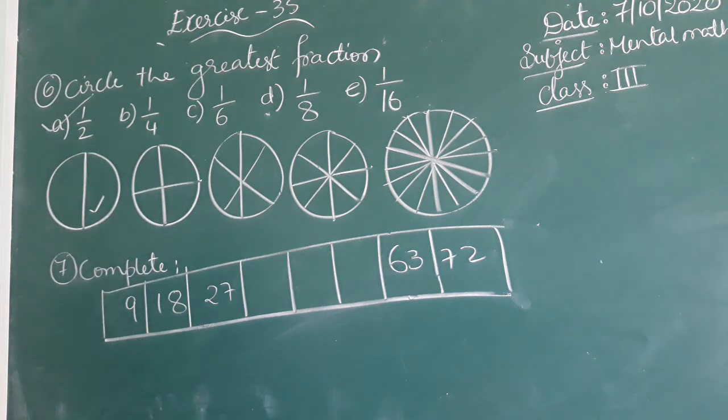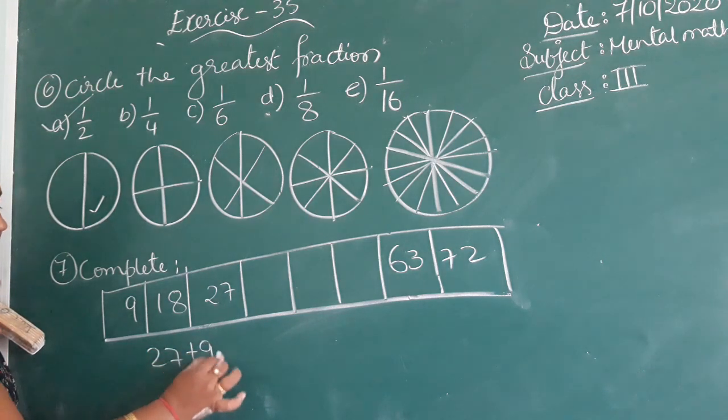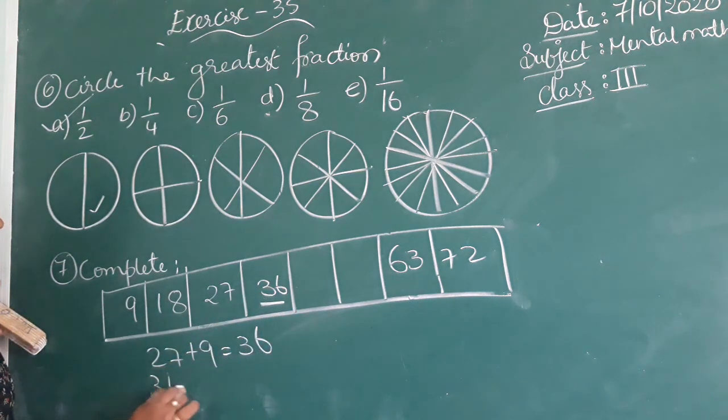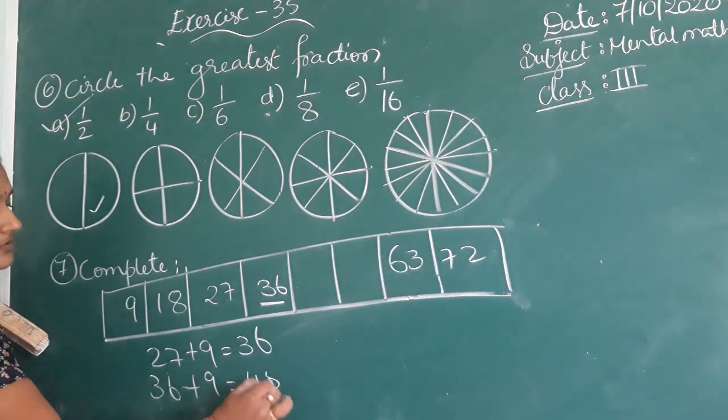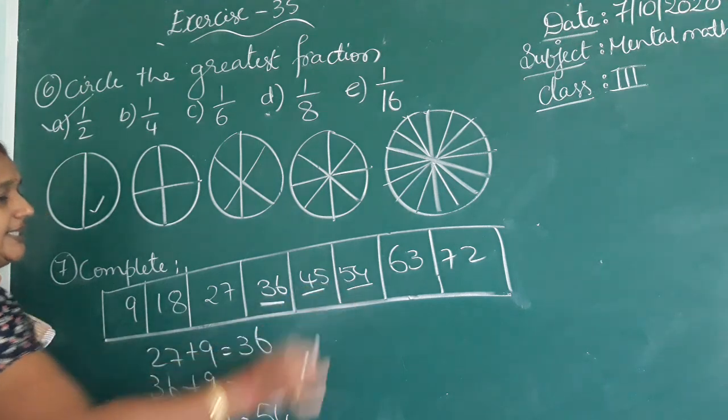Children, if you observe, in which table can you see these? The 9 table. 9 ones 9, 9 twos 18, 9 threes 27. So 9 fours. If you add plus 9, you will get the answer. So 27 plus 9, 36. Next, 36 plus 9, 45. Next one, 45 plus 9. What is 45 plus 9? 54. Like that we can get the values.